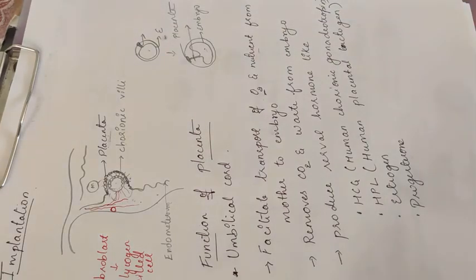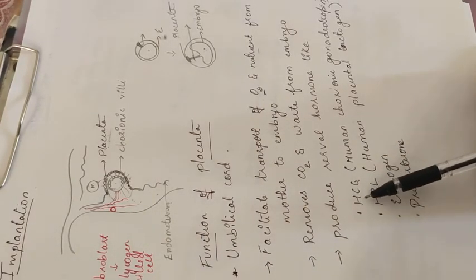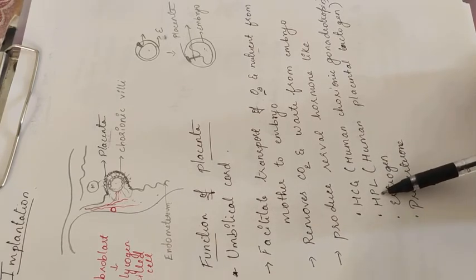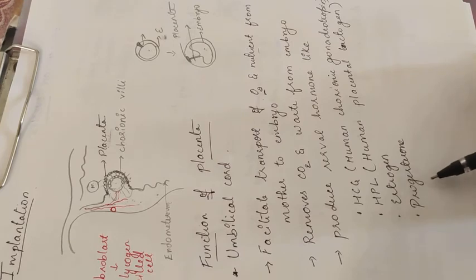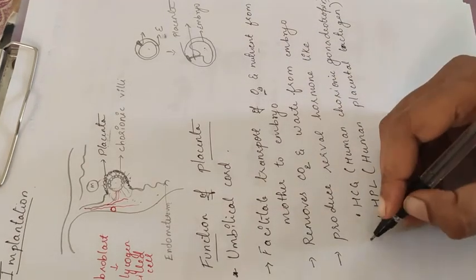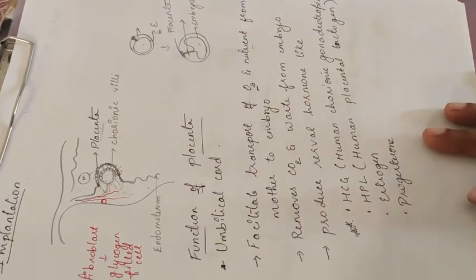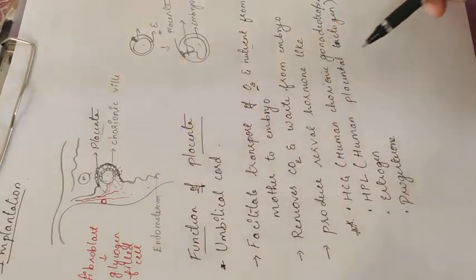Apart from this, they will act as endocrine glands, secreting certain hormones like human chorionic gonadotropin, human placental lactogen, estrogen, progesterone. So these are all the hormones secreted from the placenta. So this can also be an important question. Name the hormones secreted from the placenta. Clear? So these are the functions of placenta. Hope I'm clear to you all.